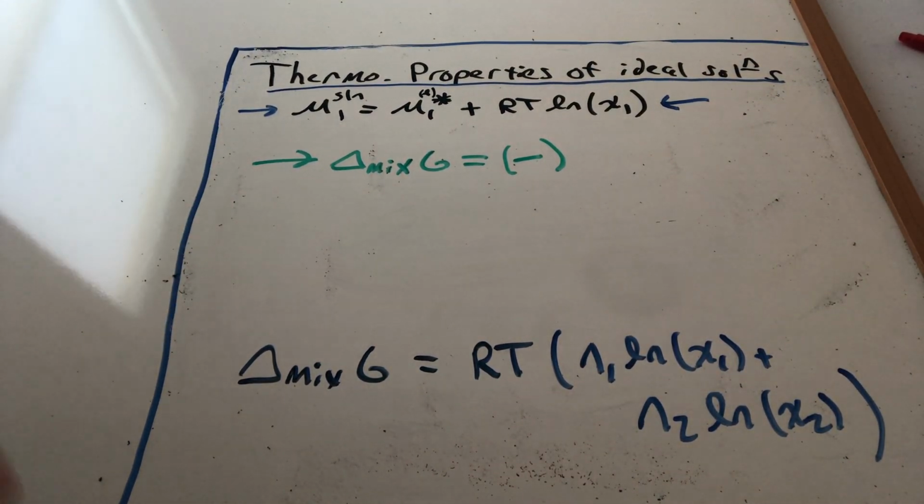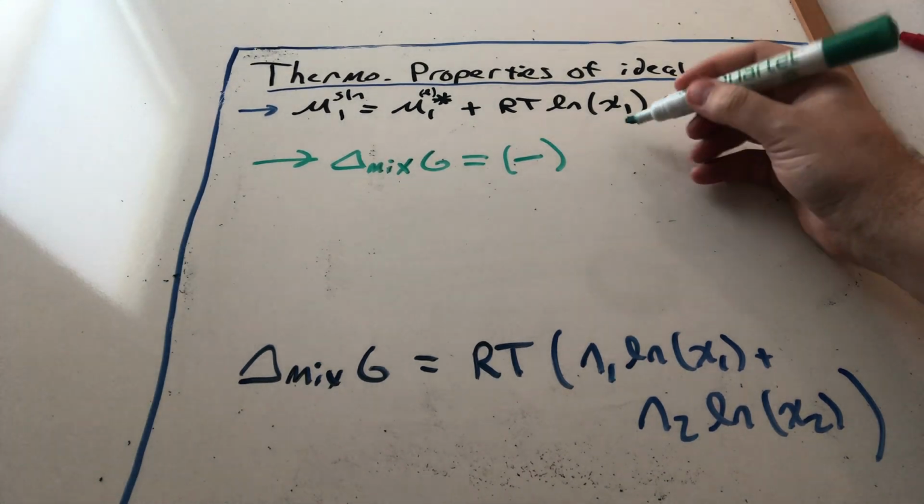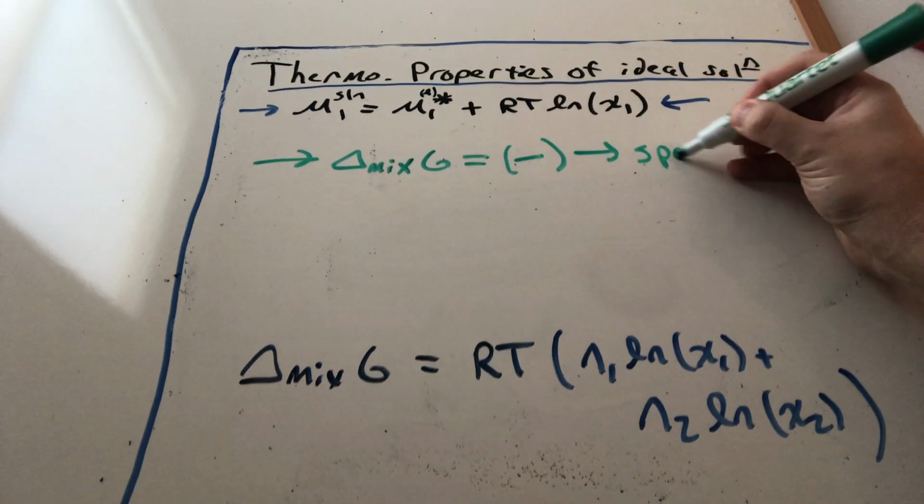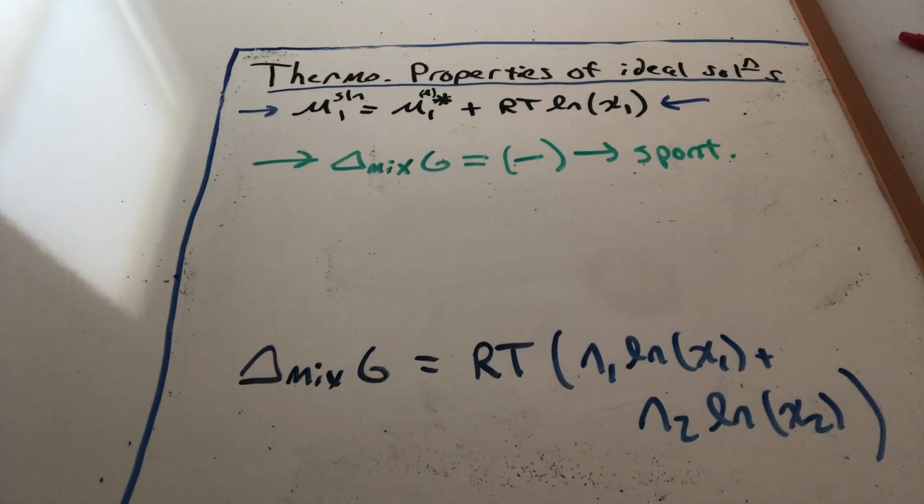Remember, we're doing things under isobaric, isothermal conditions. So this is the important delta G. We're under the conditions where it's mapping onto the second law, and so the ideal mixture formation would be spontaneous because it has the negative sign. It follows the sign convention we developed earlier in the semester.